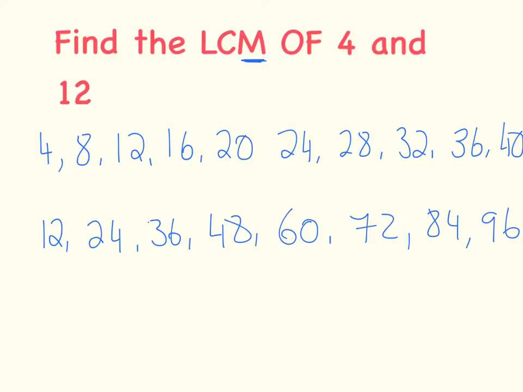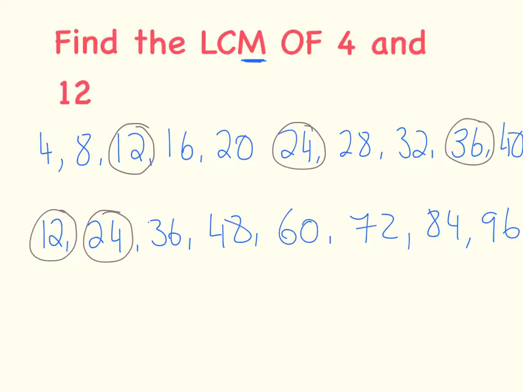Okay, so I can see that they both have a 12. They also both have a 24. And they also have a 36. So my common ones are 12, 24, and 36. But I'm going to go back up to my question here where I'm asked for the lowest common multiple. And the lowest common multiple, or the LCM, of this question is 12. It's the lowest number that they both have in their multiples. So the LCM of this question equals 12.